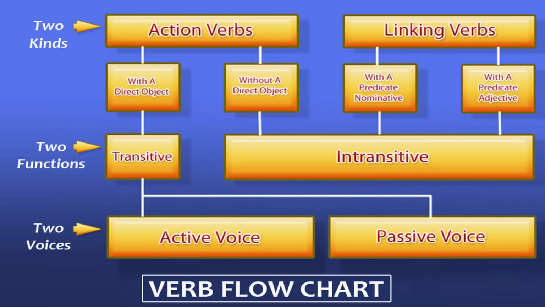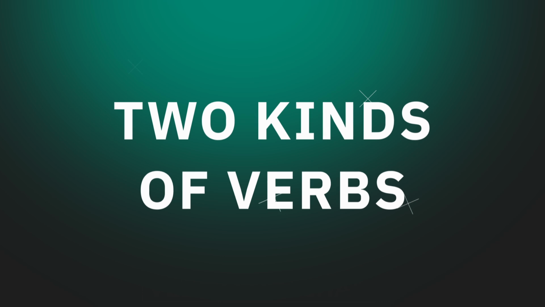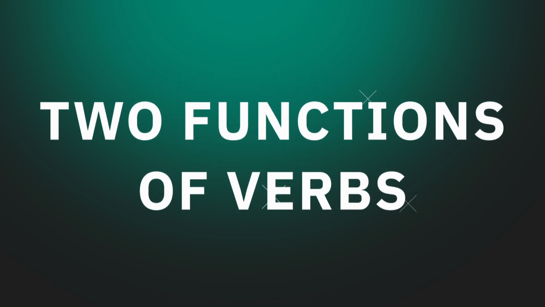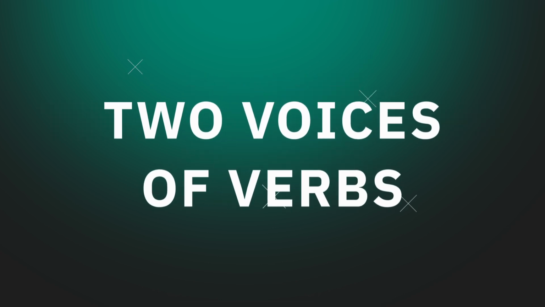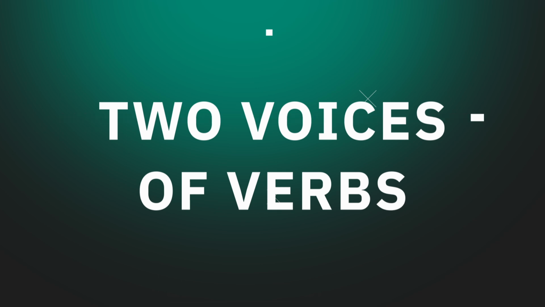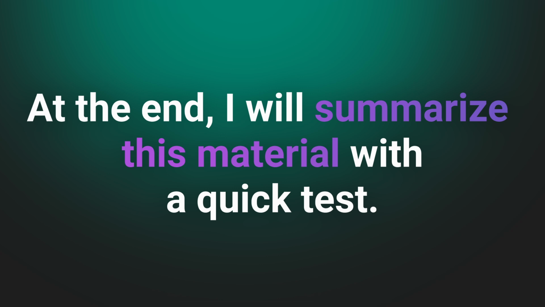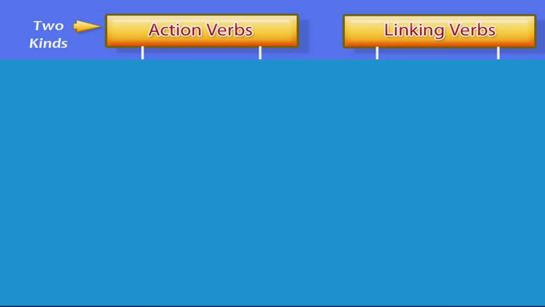Of course, this is a very simplistic overview of verbs. Nevertheless, students have found this very helpful in their endeavour to learn to identify English verbs in sentences. So today I want to look at two kinds of verbs with examples. Also, I want to look at two functions of verbs with examples. And finally, I want to look at two voices of verbs with examples. At the end, I will summarise this material with a quick test. But let's begin with the two kinds of verbs.